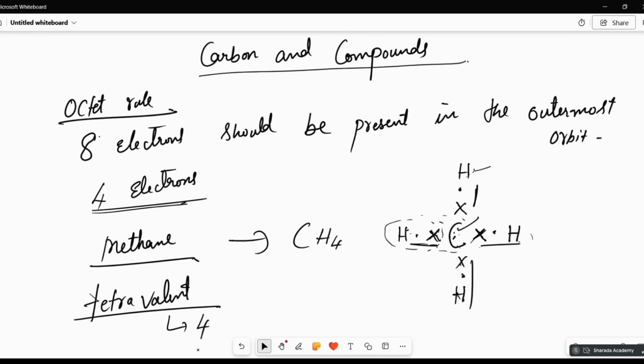An example I told you is CH4, called methane. One carbon has 4 electrons in its outermost orbit, so it shares them with 4 hydrogen atoms. Once you understand this, it is easier to group the things.